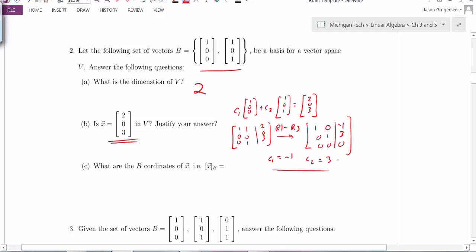Part C says, what are the b coordinates of x, and here's the notation for the b coordinates. Well, the b coordinates are just the weightings of each basis vector that bring me to x. So in this case, the b coordinates are just -1 and 3.